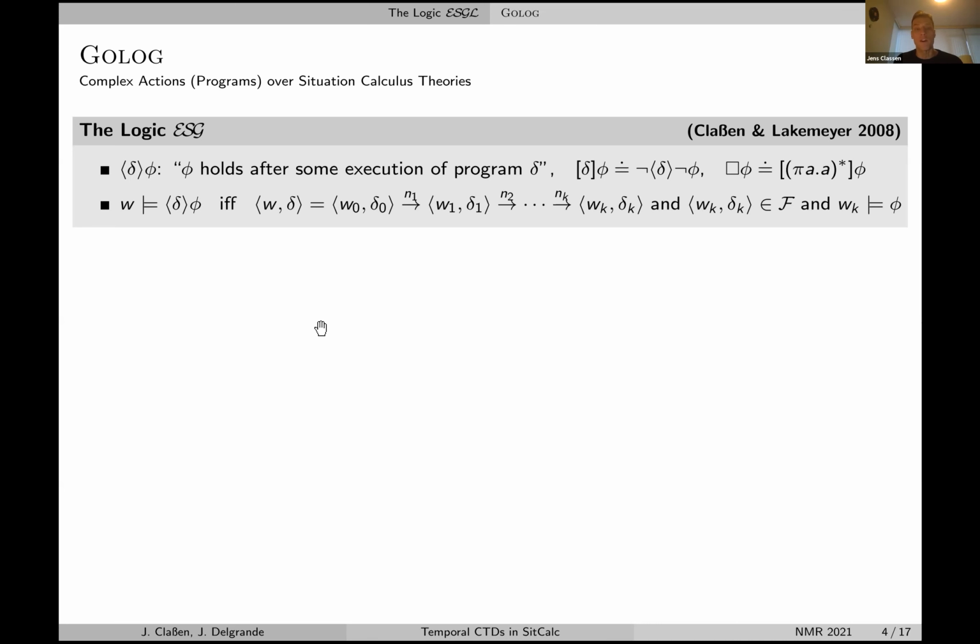And in terms of semantics, that would be defined as follows. So you would take your world and your program, and they would form a configuration. And then from this configuration, you would do a number of single action transitions until you end up in a configuration that is a final configuration where basically program execution may terminate, and there your formula should hold.